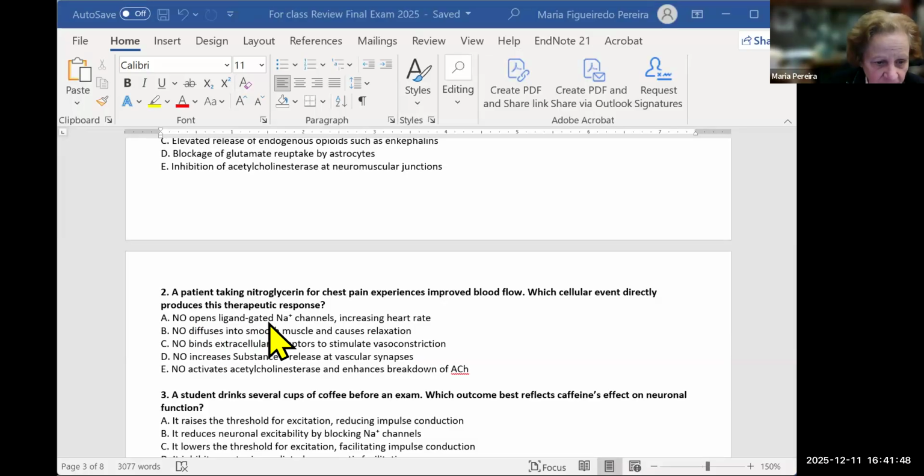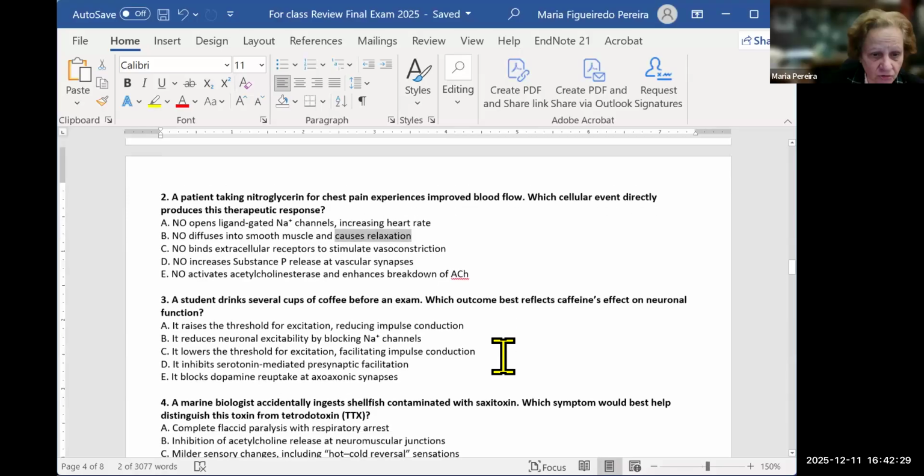NO, nitric oxide, opens ligand-gated sodium channels. NO diffuses into smooth muscle and causes relaxation. Absolutely. That's how it works. B. NO binds extracellular receptors. It does not cause vasoconstriction. Increases substance P, no. Activates acetylcholinesterase, no. So vasodilation: it diffuses into smooth muscle and causes relaxation. So it's a neurotransmitter.